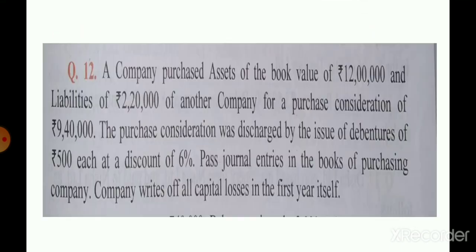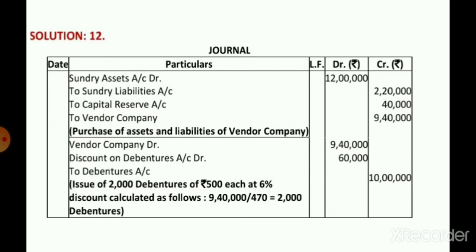Another question is: a company purchased assets of the book value of 12 lakh and the liabilities of 2,20,000 of another company for a purchase consideration of 9,40,000. The purchase consideration was discharged by issue of debentures of 500 each at a discount of 6%. Now this will be the entry of discount. Pass necessary journal entries in the books of the purchasing company. The company writes off all the capital loss in the first year itself. Okay, so you have to mention all the entries.